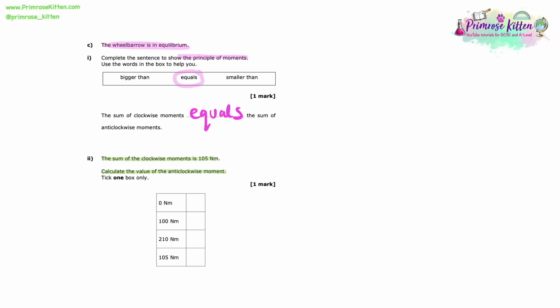So now we're told that the sum of the clockwise moments is 105 newton metres. Here we're asked to calculate the value of the anti-clockwise moment. Well, if we use the information that we just said in part I, we know that the sum of the clockwise moments is equal to the sum of the anti-clockwise moments. And therefore, as this system is in equilibrium, as it's told above, we can say that the anti-clockwise moment is 105 newton metres too.